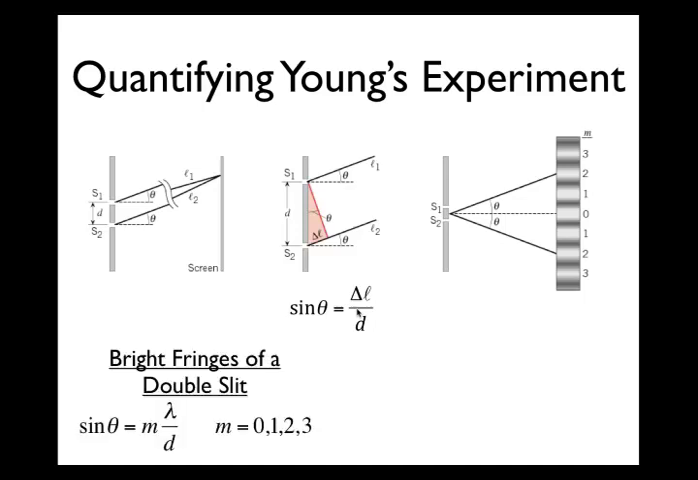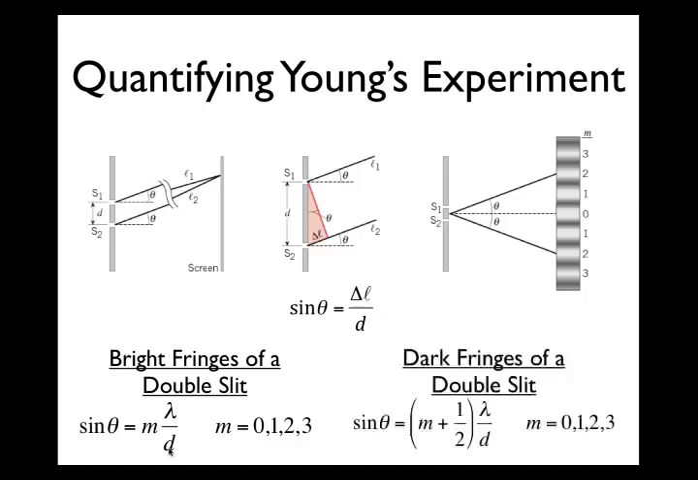If we're talking bright fringes of a double slit, we want that path length difference to be whole numbers of wavelengths. So 1 wavelength, 2 wavelengths, 3 wavelengths, 4 wavelengths, etc. And in fact, for completeness, we include 0 because we get a bright spot in the center of this pattern. If the path length difference is 0, we should also get a bright spot. So we can predict the angle where we'll get bright fringes by this relationship relating the sine of the angle to the whole integer number of wavelengths over the distance between the slits.